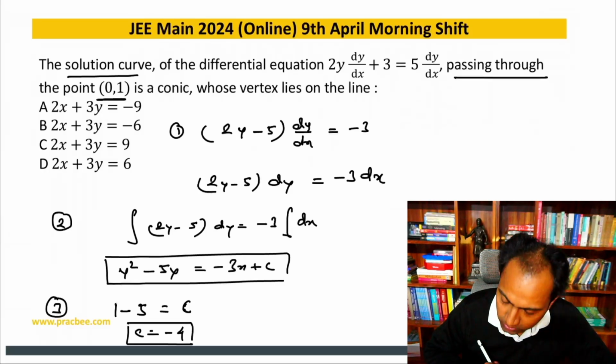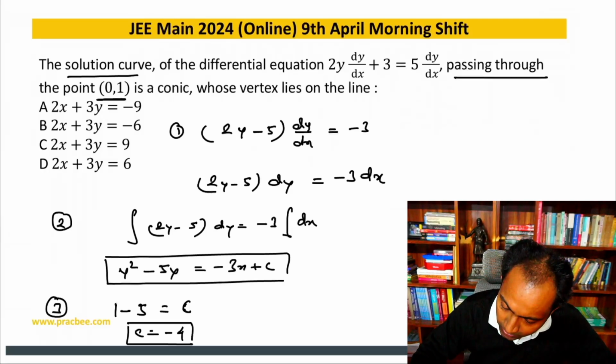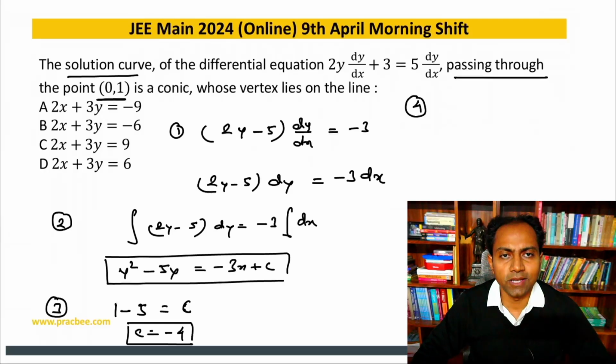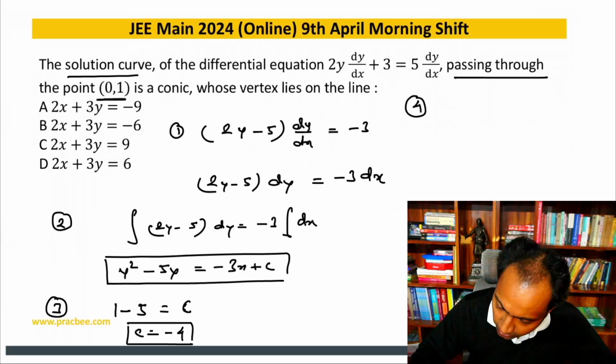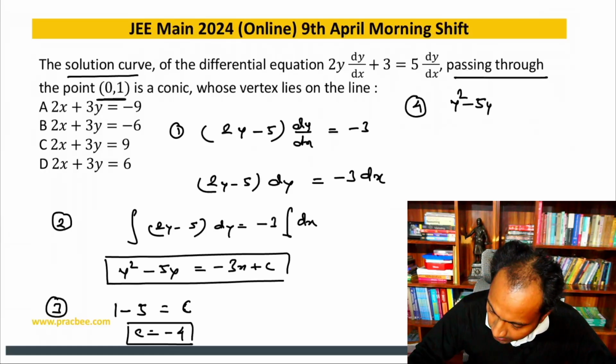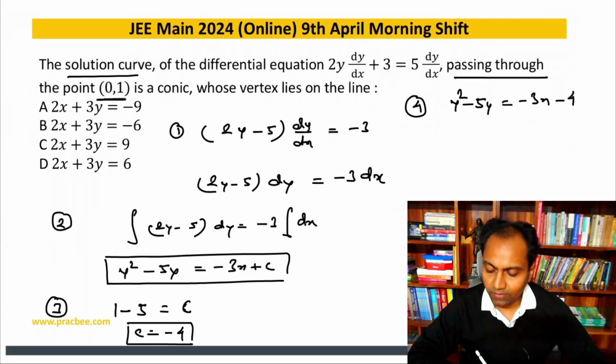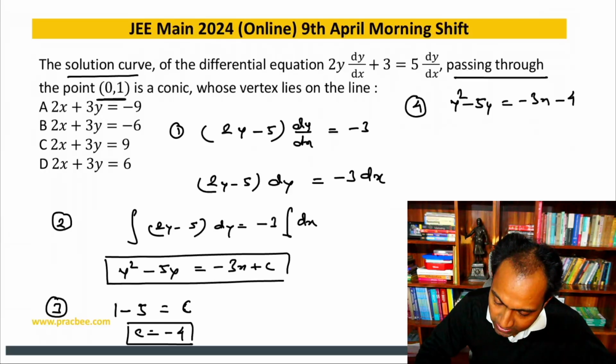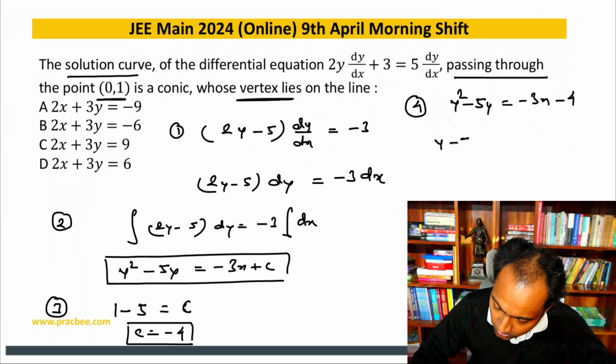Another important piece of information: in the fourth part it becomes some other question of conics that they are trying to add up here. So we have already got our equation y square minus 5y is equal to minus 3x minus 4. What they have added is that this is a conic whose vertex lies on the line. So first you will have to find the vertex, and for that you will have to generate a perfect square. So (y minus 5 by 2) whole square minus 25 by 4 will be equal to minus 3x minus 4.